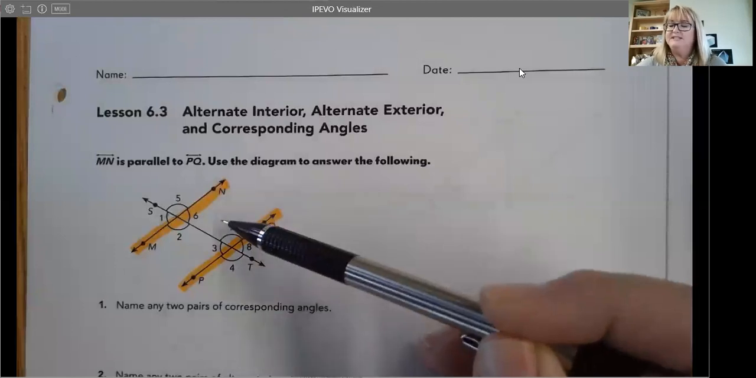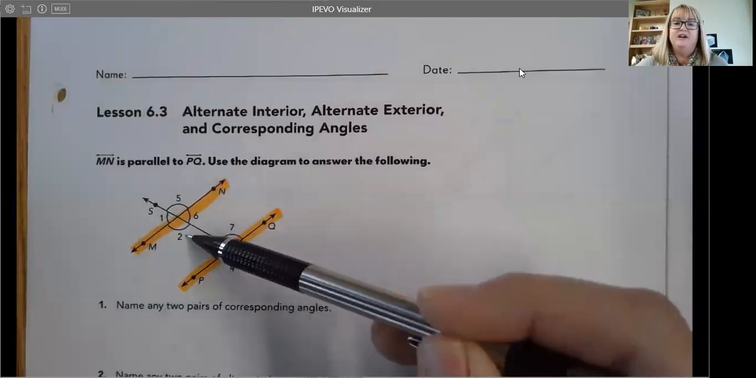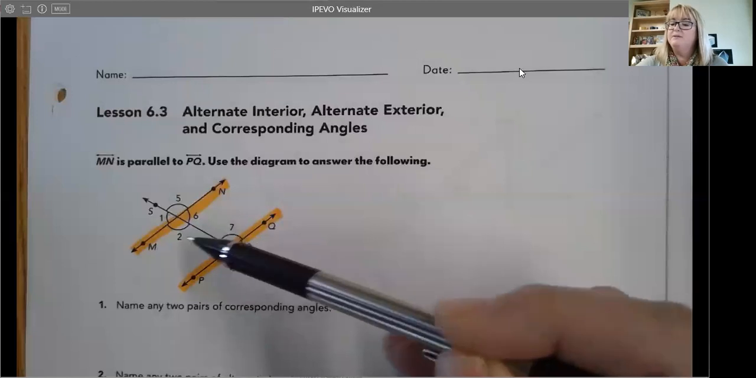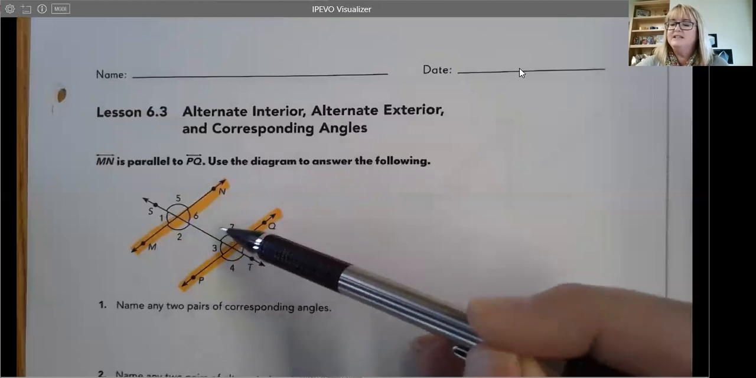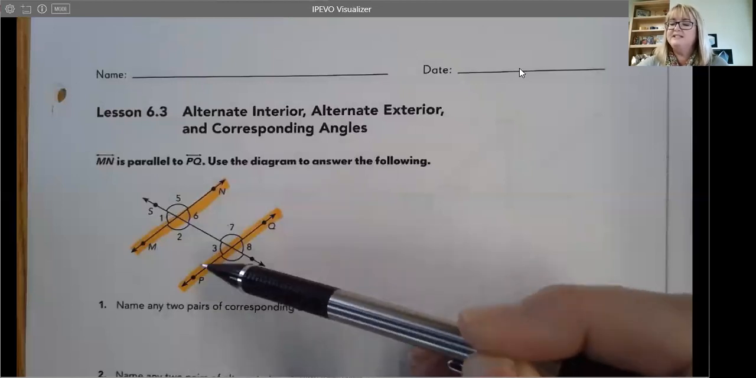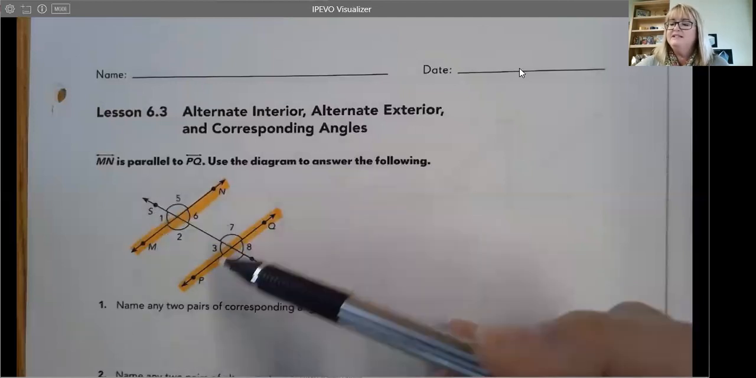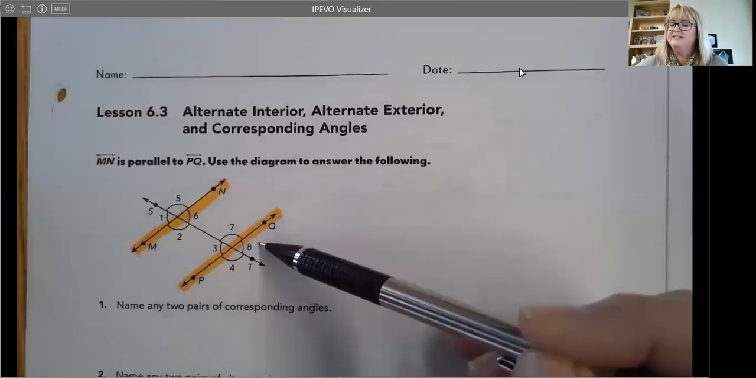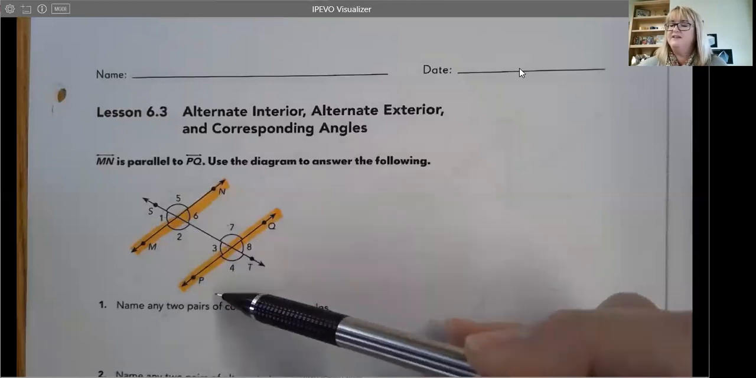Alternate interior, the interior refers to inside the parallel lines. Alternate are on opposite sides of the transversal. So 2 and 7 are inside the parallel lines on opposite sides. So those are alternate interior. 6 and 3 are also alternate interior. And then exterior, they're on the outside of the parallel lines. So 1 and 8 are alternate exterior, and 5 and 4 are alternate exterior.